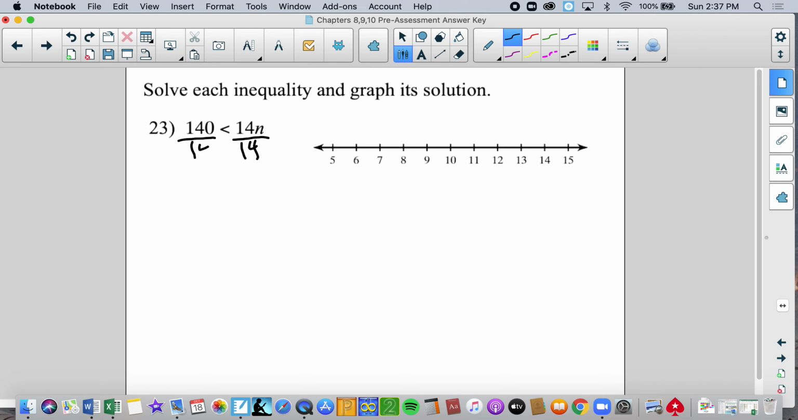Divide both sides by 14. 10 is less than n. n is greater than 10. Open circle, greater than goes to the right.